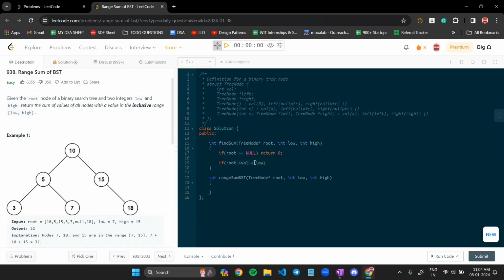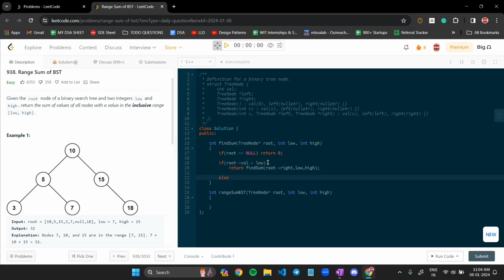Now the second case would be that my root's value is lesser than low. If my root's value is less than low, then there is no sense in making a left call. Why? Because since my root's value is less than low, any value which would be present in the left side of root will also be lesser than this root value, and eventually it would be lesser than this low. So in that case, we'll simply make a right call. So we'll say findSum root's right, and we'll pass on the low and high.